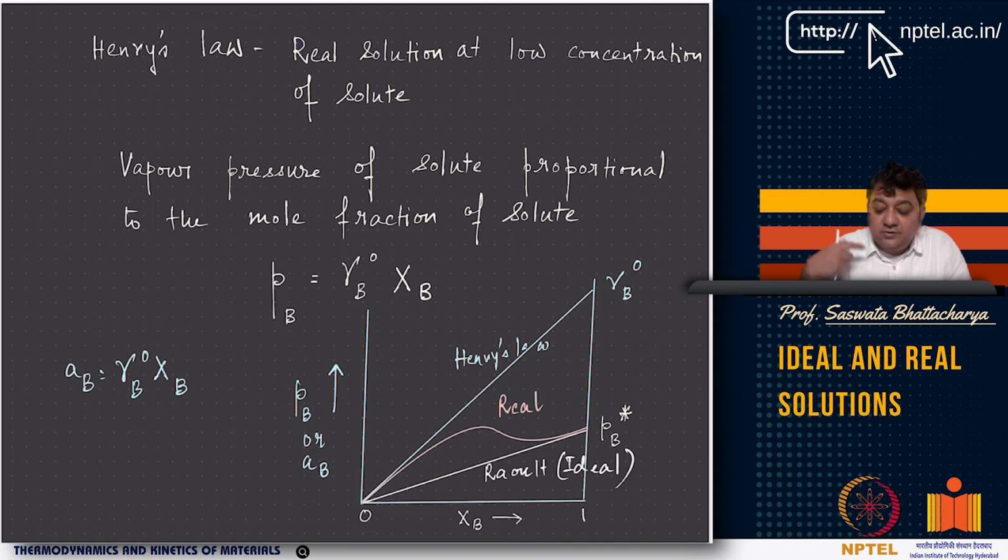Raoult's law: PB equals XB PB star, or PA equals XA PA star. So if you have 0 to PB star, 0 to 1, this is basically XB. The slope is basically PB star, so PB star is the slope for Raoult's law. But here the slope is different, so this is the slope for Henry's law.